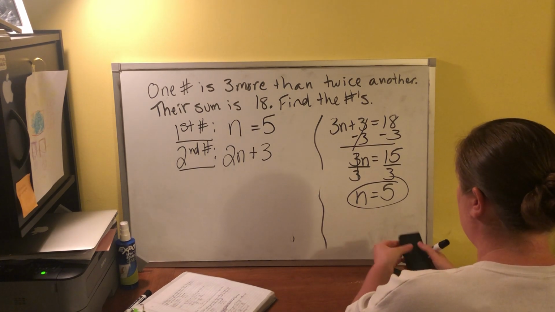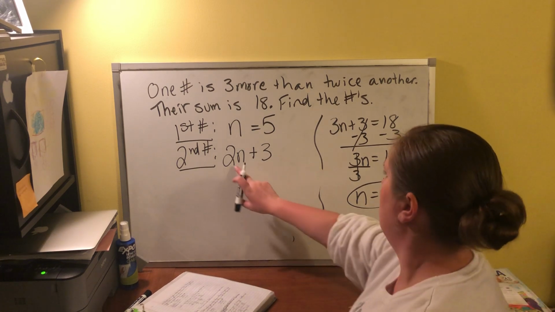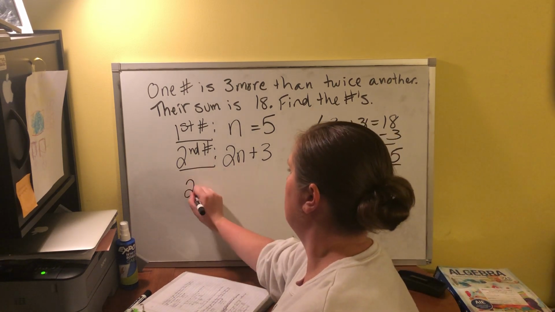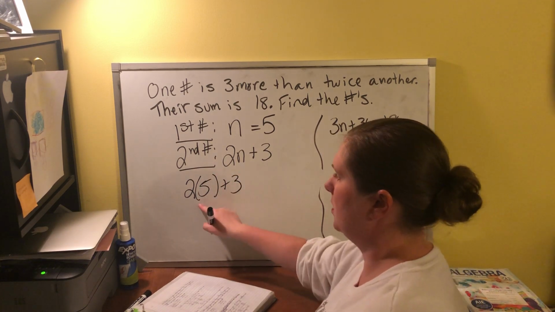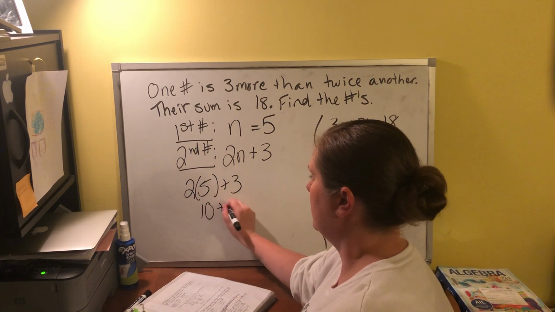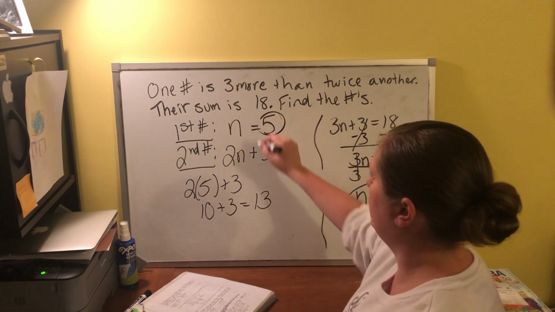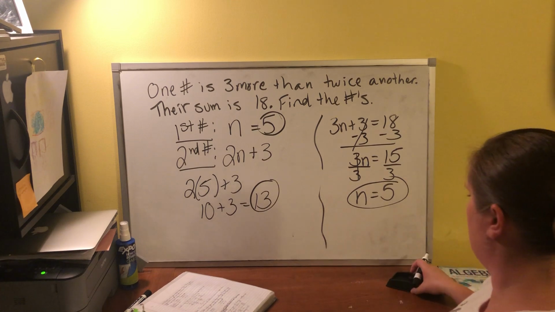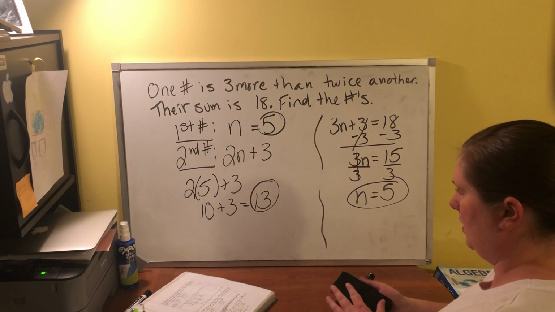Now, the second number, we need to go ahead and substitute in the 5 for n. So I have 2 times 5 plus 3. Order of operations, we're going to multiply first. So that gives us 10 plus 3 is 13. So the first number is 5, the second number is 13. Okay, so that's how we would solve a problem like this.